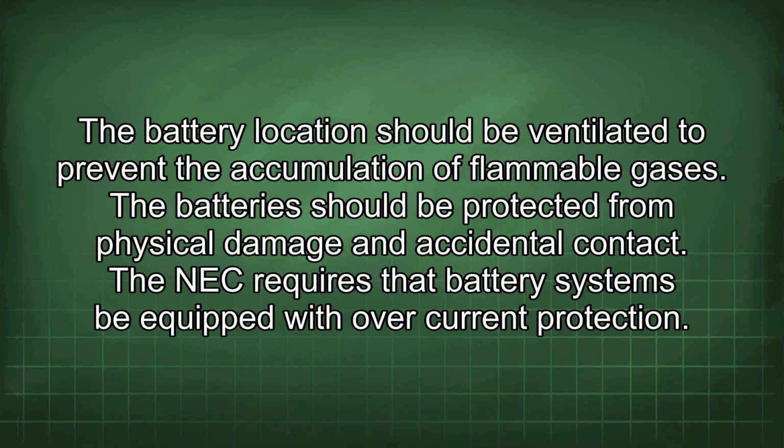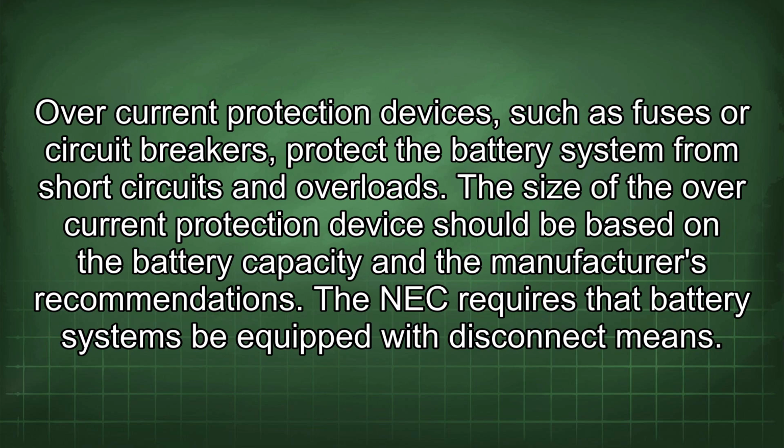The NEC requires that battery systems be equipped with overcurrent protection. Overcurrent protection devices, such as fuses or circuit breakers, protect the battery system from short circuits and overloads. The size of the overcurrent protection device should be based on the battery capacity and the manufacturer's recommendations. The NEC requires that battery systems be equipped with disconnect means.